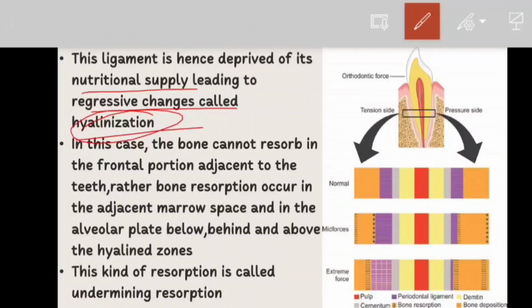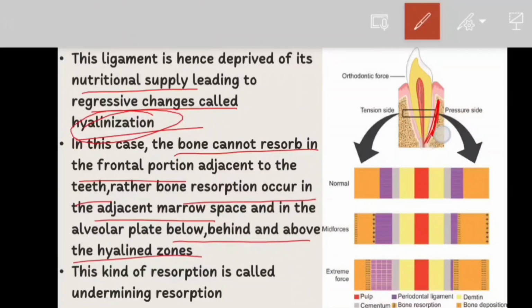Okay. Now frontal resorption cannot occur. So in this case, the bone cannot resorb in the frontal portion which is adjacent to the tooth. Instead, bone resorption occurs in the marrow space and in the alveolar plate below, behind and above the hyalinization zone. So here you see, there will be no frontal resorption. Okay. So you see there will be only the negative sign. That means the resorption occurs in the adjacent marrow space and in the alveolar plate. Okay. So this kind of resorption is called undermining resorption.